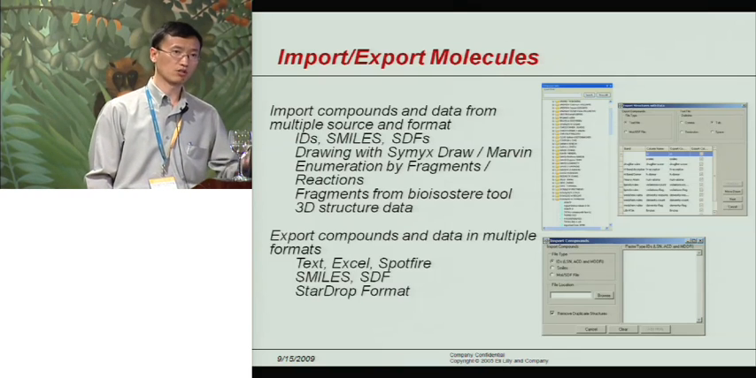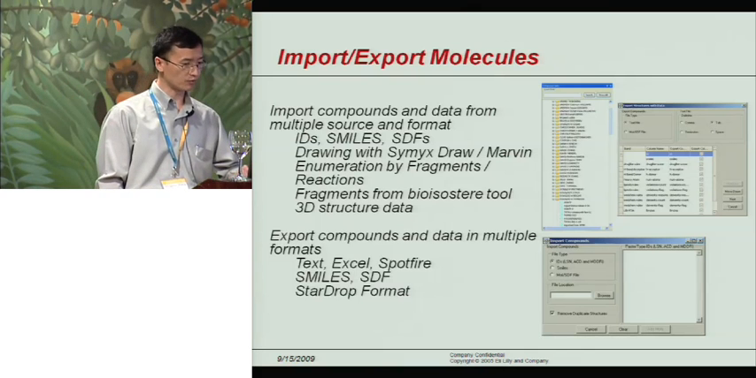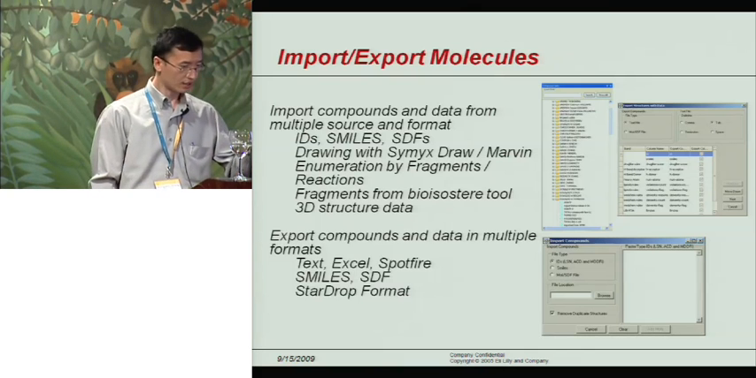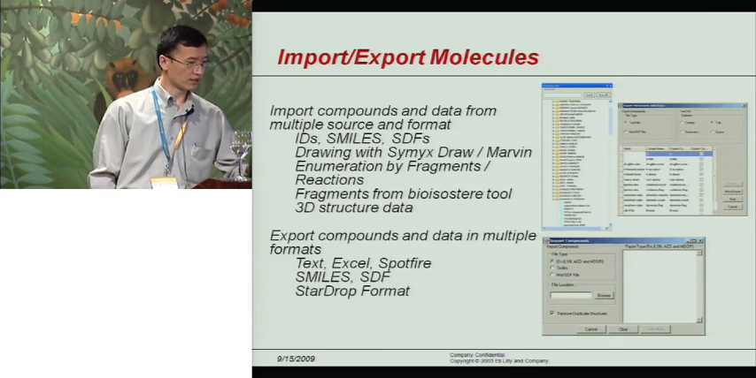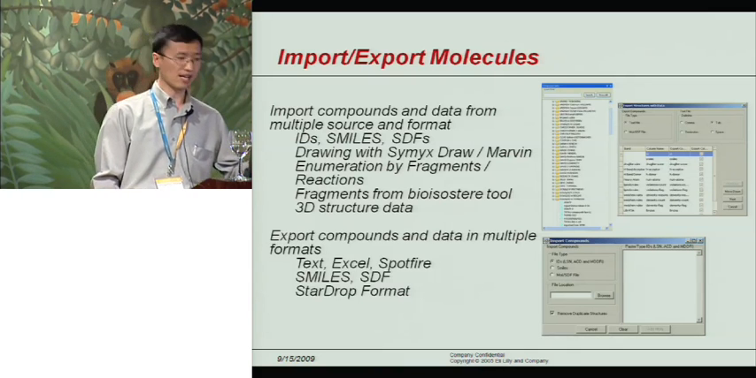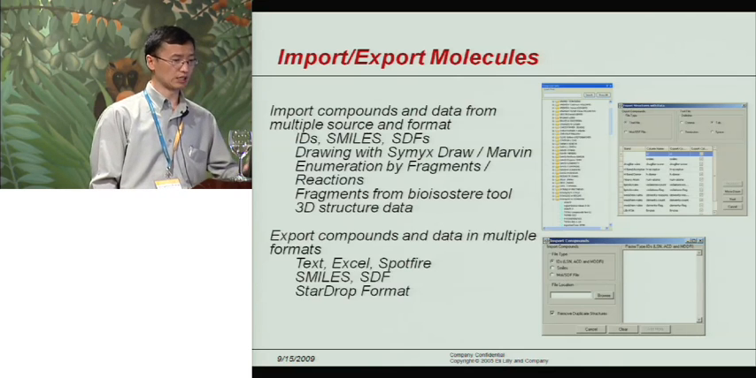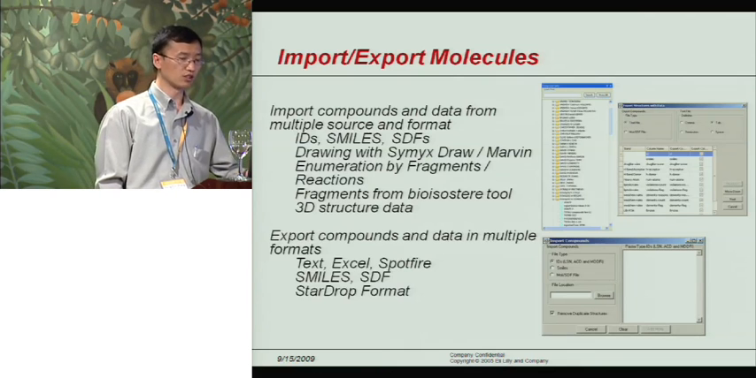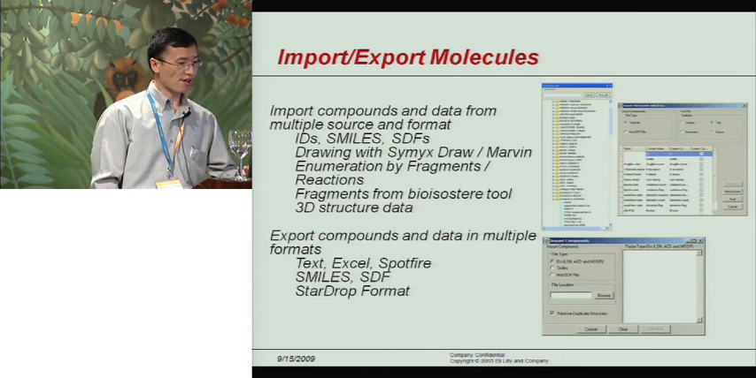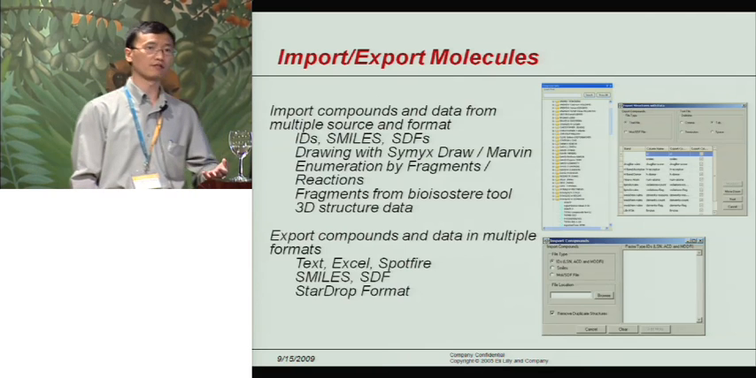The reason for Simic draw is that most chemists are really familiar with ISIS draw, so we put it there. But personally, we think Marvin sketch is better. You can also enumerate structures either through fragments or reactions, and generate fragments through some internal bioassay tool. Finally, you can import some 3D data, which can serve as an input to our 3D tools.